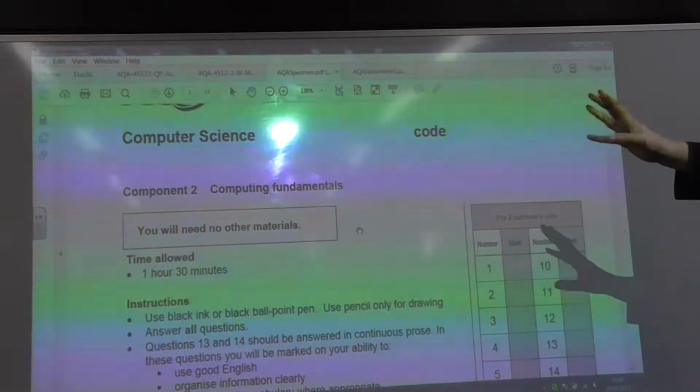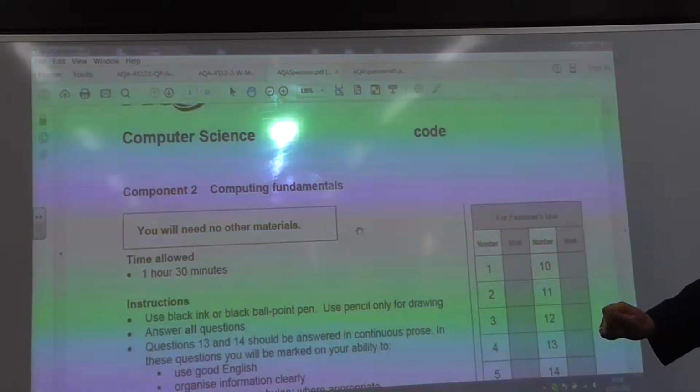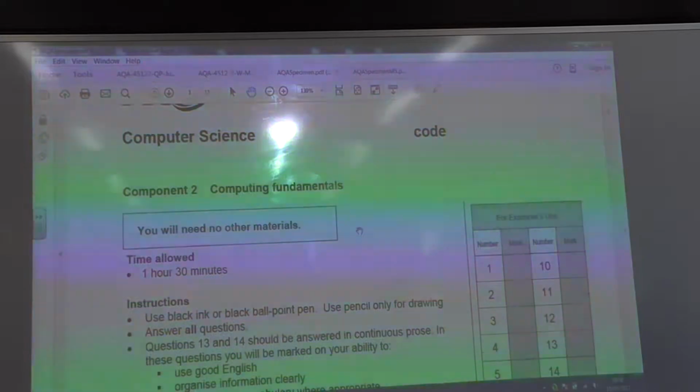So I'm going to go through the whole paper, but some sections are very self-explanatory, so we'll just whiz through those, and I'll give you a few hints and tips.